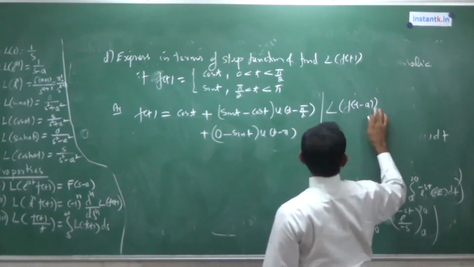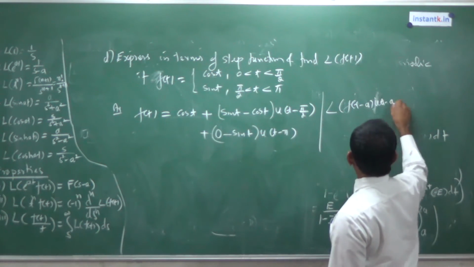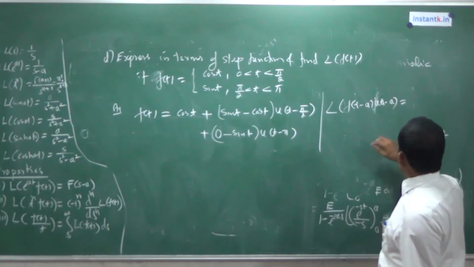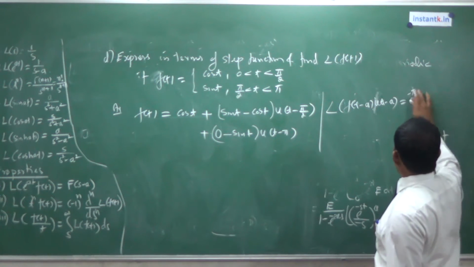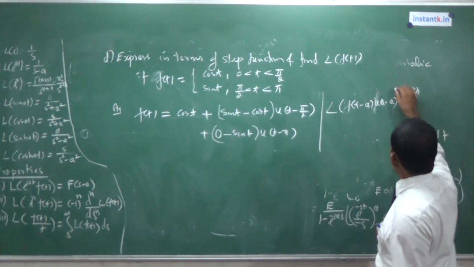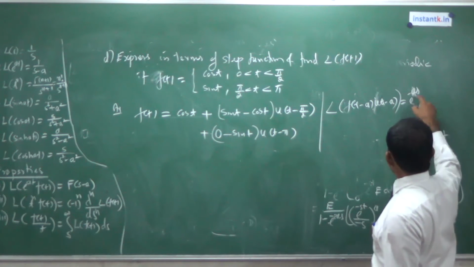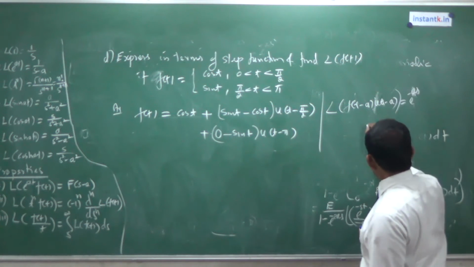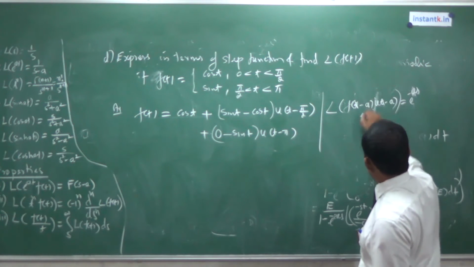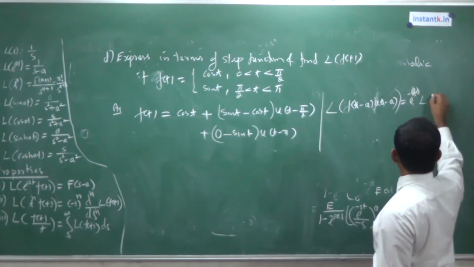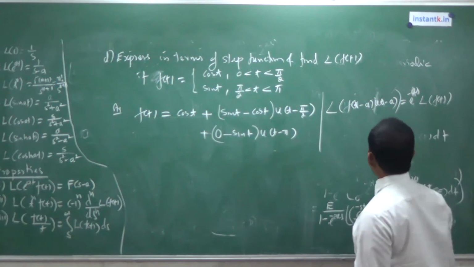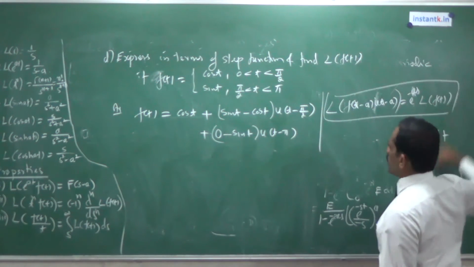Laplace transform of f of t minus a into u of t minus a is equal to e power minus as. That is how to remove the switch: first write e power minus as, then remove this function, and in f of t minus a delete this a. So what you get is only f of t, the Laplace transform of f of t. This is called the second shifting property.